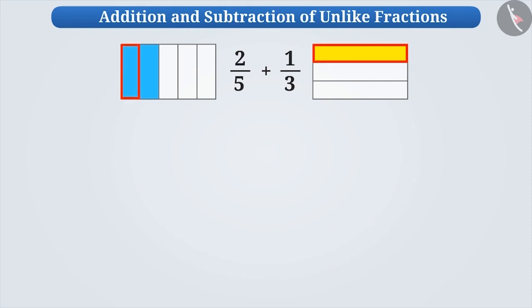Since the size of the parts is not equal, we cannot add them directly. If we make the number of parts equal, then the size of the parts get equal automatically. So let's make the number of parts equal.